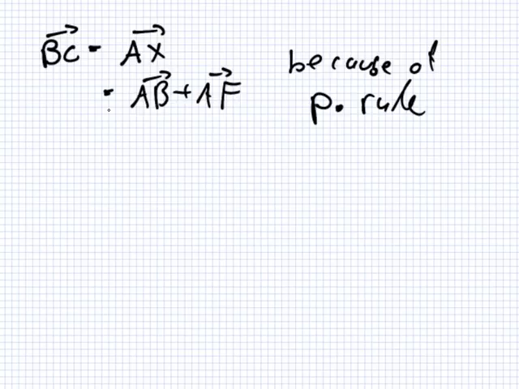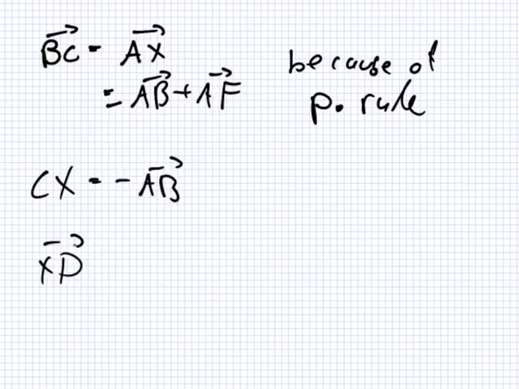Okay, so let's look at a harder one now. Give me CX next. CX is minus AB, correct. Very good. CX, I know you can't see it, is minus AB. Okay, next one then is XD. XD is what?